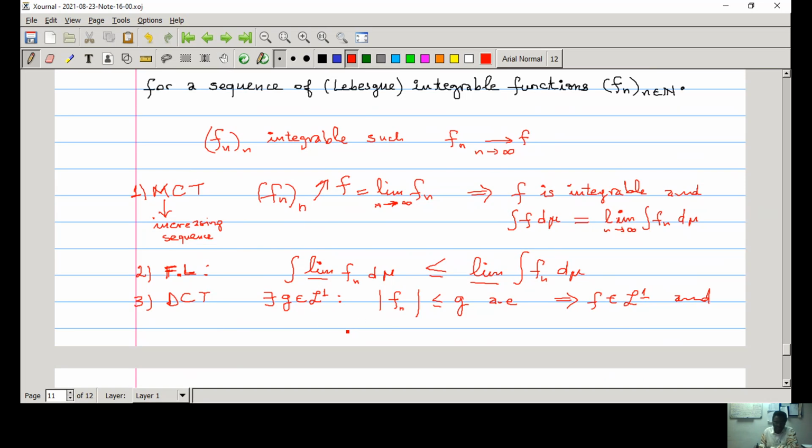And you can take the limit under the integral: the limit of the integral of Fn d mu when n goes to infinity will be equal to the integral of the same limit of Fn. But this is the function f itself, so this is the integral of f d mu. So we can take the limit inside, and if you take the limit inside, you get that equality.